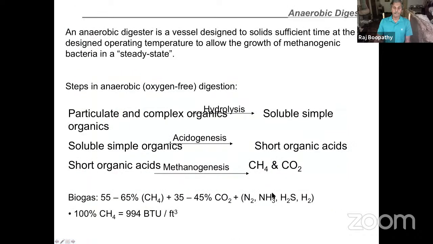Okay. So let's move on to how the sludge is treated, because the sludge collected goes to the anaerobic digester. It's basically another big reactor, but you operate it anaerobically. You have complex organics that are converted into simple soluble organics, and then acidogenesis converts the long chain organics to short chain organic compounds like acetic acid. And then the last step, the terminal oxidation step, is where the methanogenic bacteria take these acids and convert them to methane and carbon dioxide. So you generally have 55 to 65% methane in an anaerobic digester.